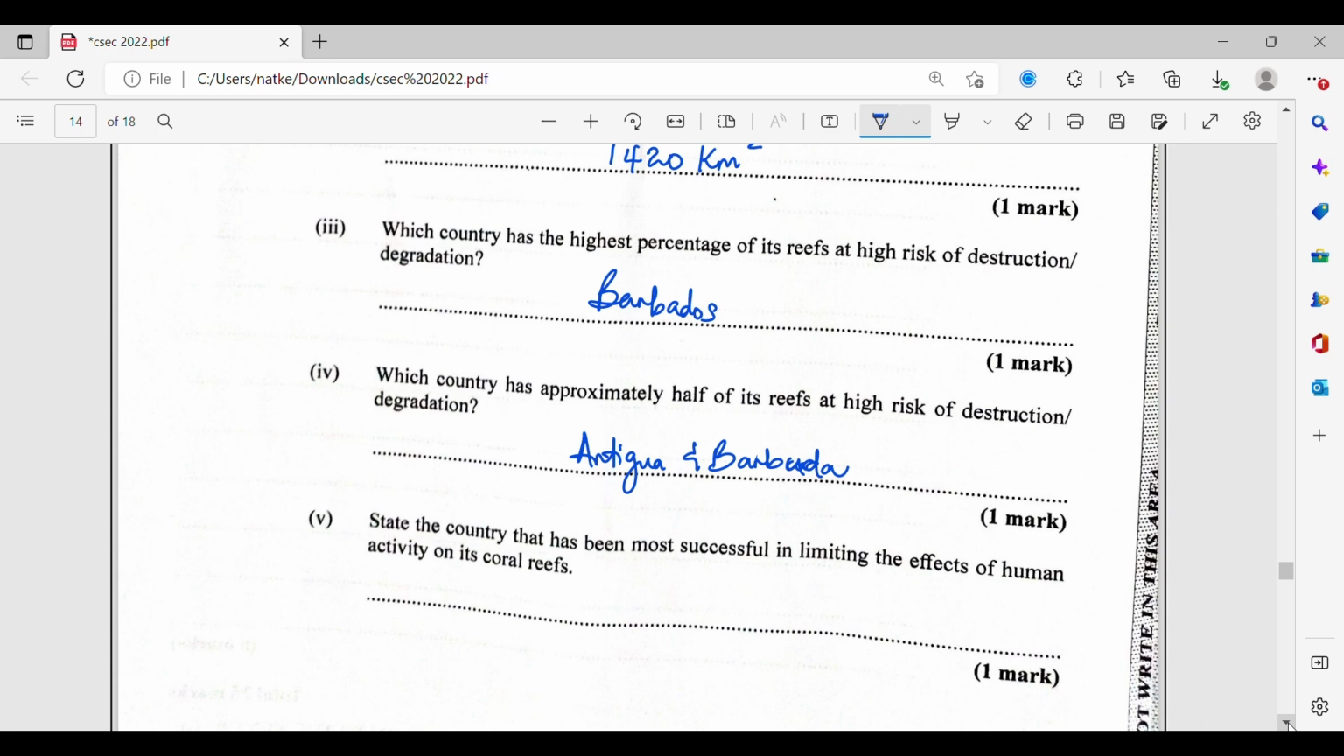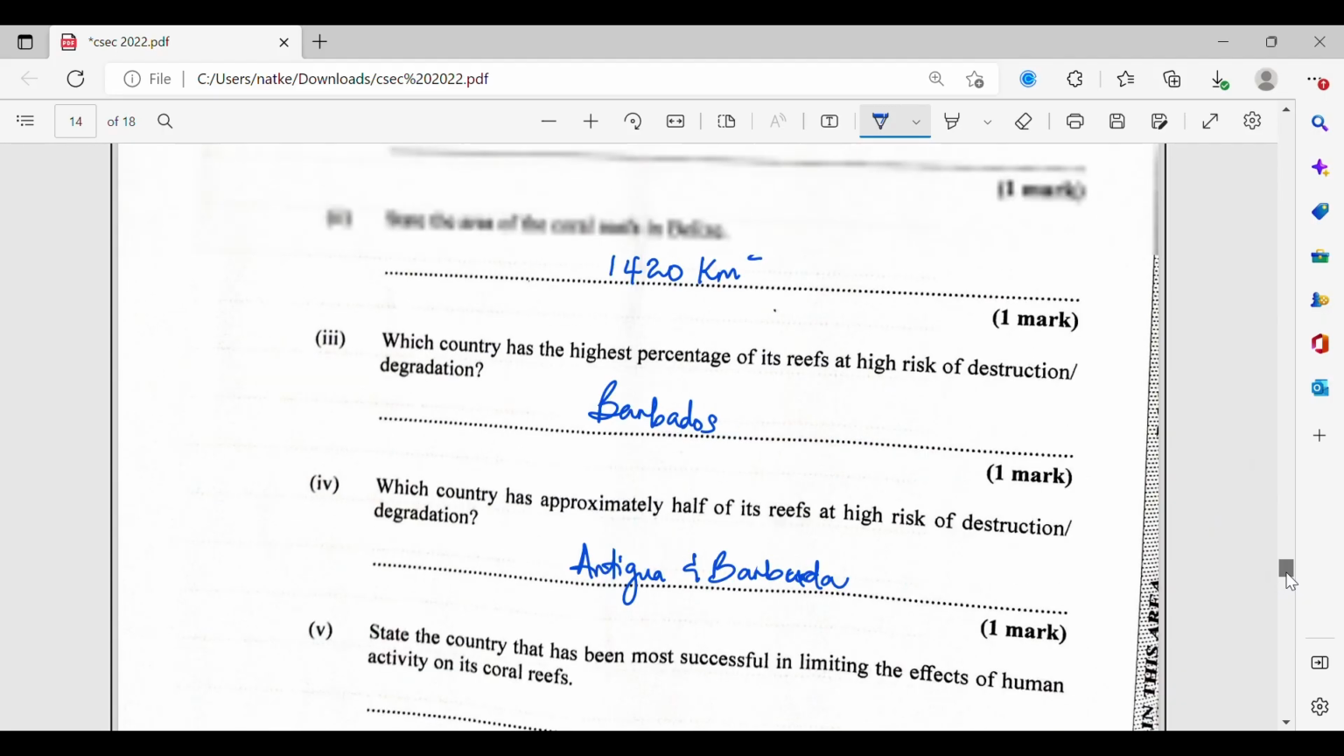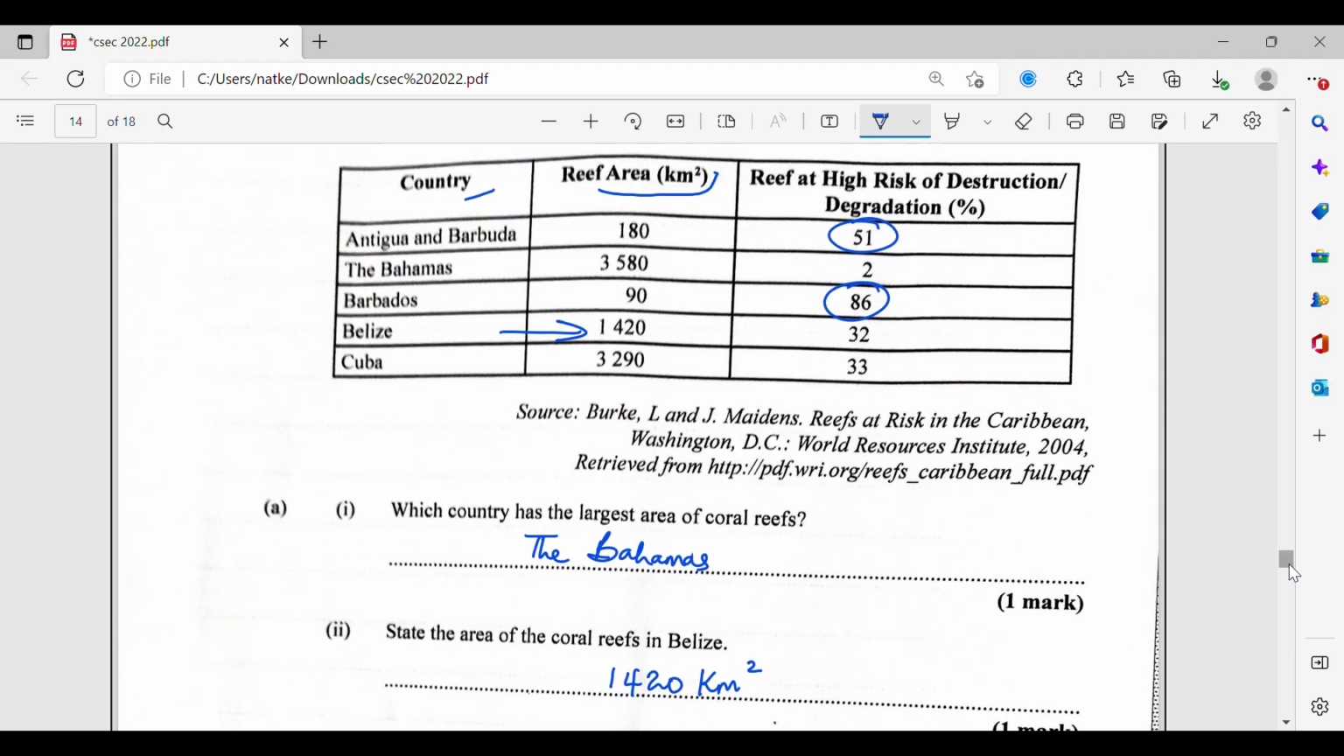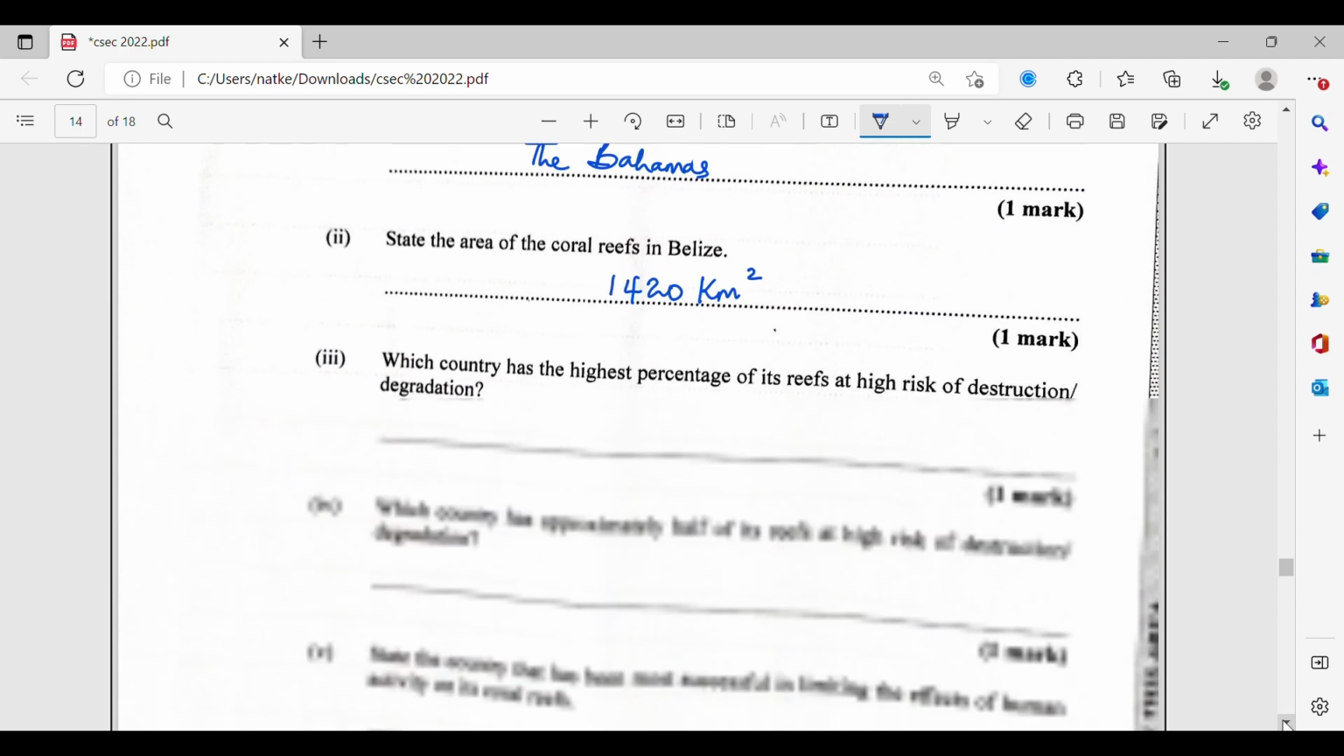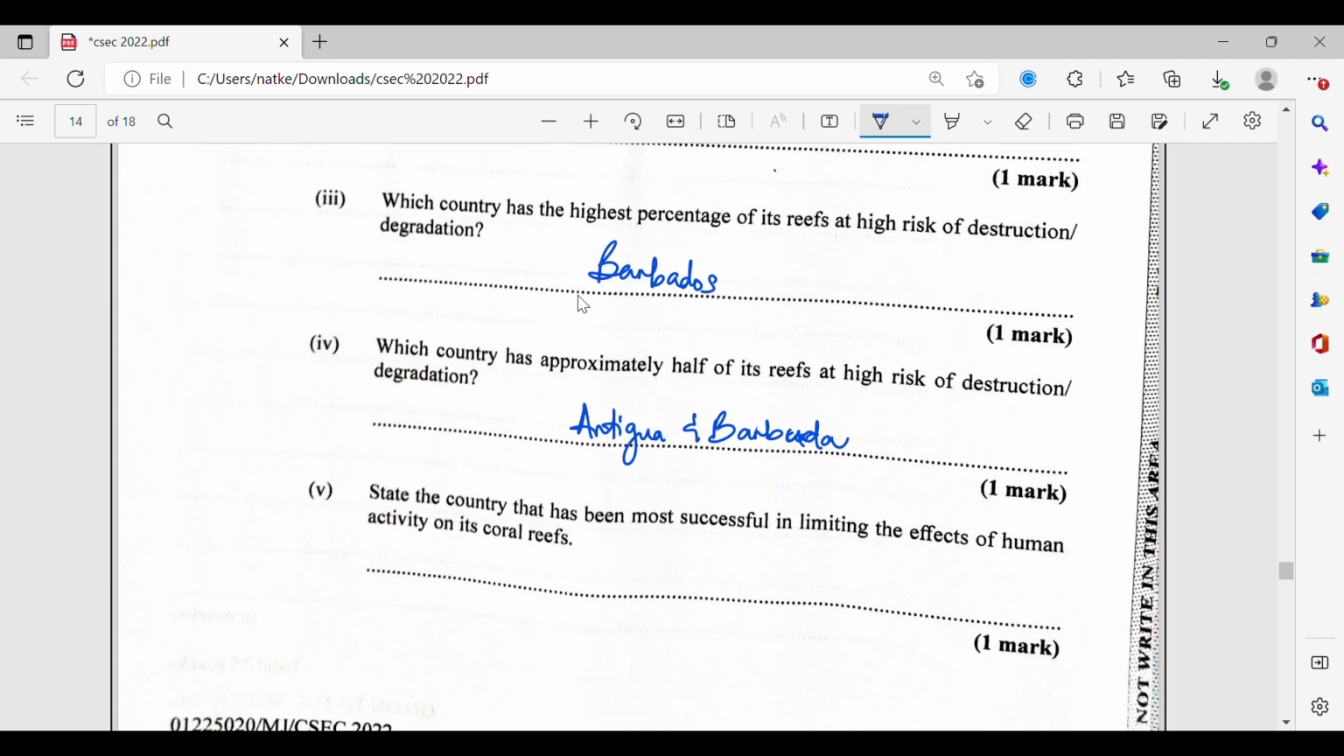Next one, it says state the country that has been most successful in limiting the effects of human activity on its coral reef. So how would we determine this now? How can we tell which country is most successful in limiting the effects? We have to look at which country would have had the smallest number over here, which is at risk. So our answer would have been the Bahamas, that has 2%. So we're supposed to state the country. So again, our answer here would have been the Bahamas.